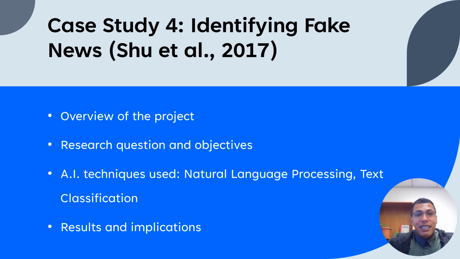The results of this project demonstrated that AI techniques were effective in identifying fake news with high accuracy, outperforming traditional manual fact-checking methods. These findings have significant implications for the ongoing battle against misinformation, as automated AI systems could potentially aid in detecting and preventing the spread of fake news on various social media platforms and traditional media platforms alike.